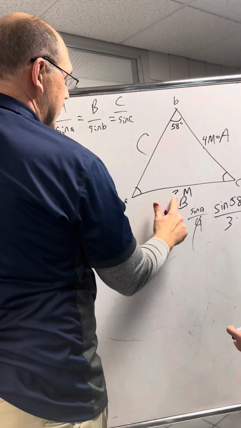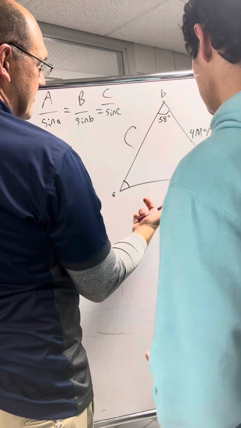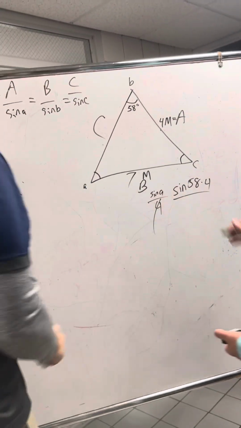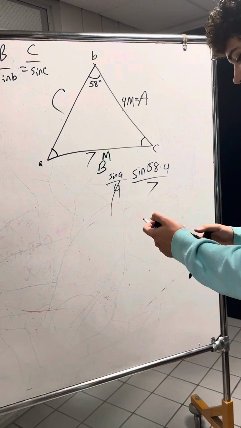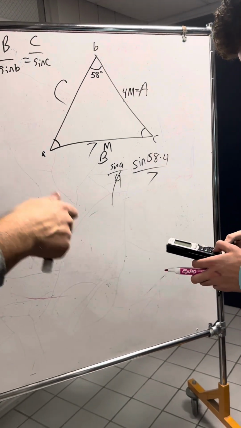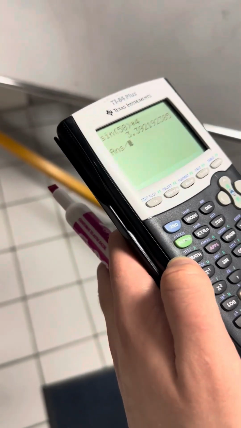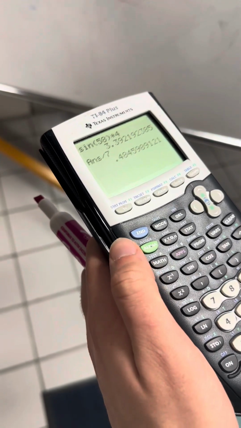Okay, so make this number maybe 7. That should work. Now run that again, just the same thing. Sine of 58 times 4, divided by 7. I know that is sine of A.